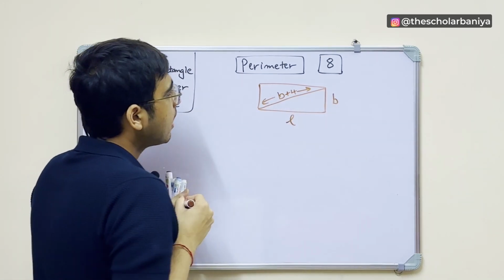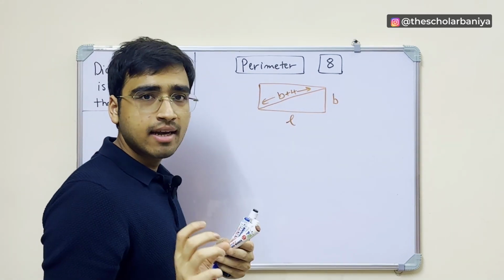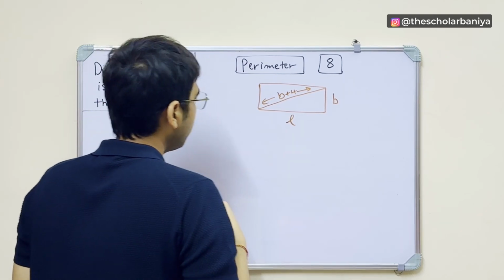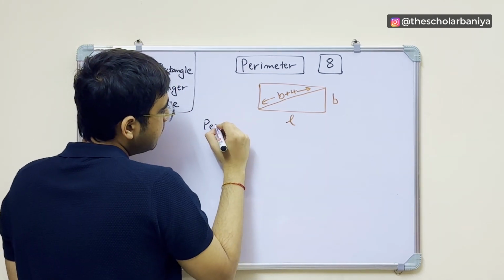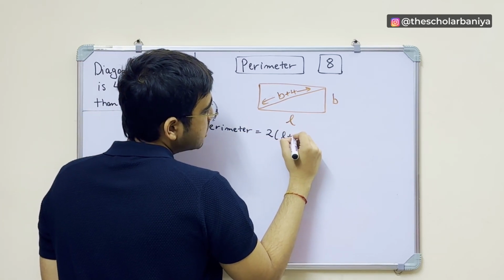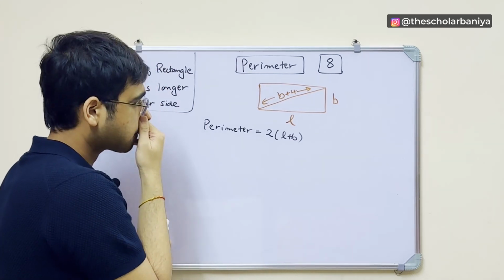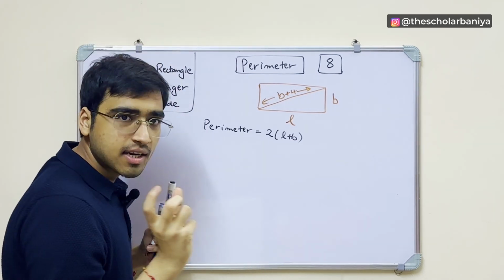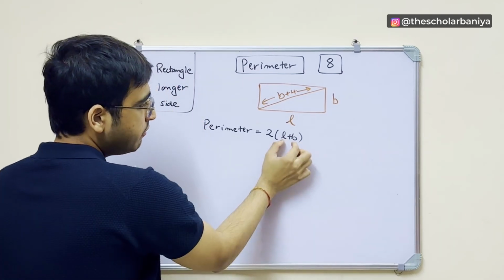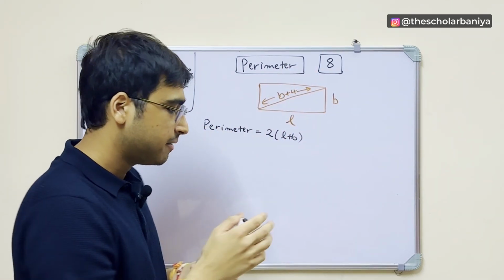Perfect. Now we have to calculate the perimeter, right? So what is the perimeter of a rectangle? The perimeter of a rectangle is 2 times L plus B. I hope this is also pretty easy, right? Okay, so we are concerned with L plus B, so we have to find L plus B. If we find L plus B, we will be easily able to determine a relationship, right?